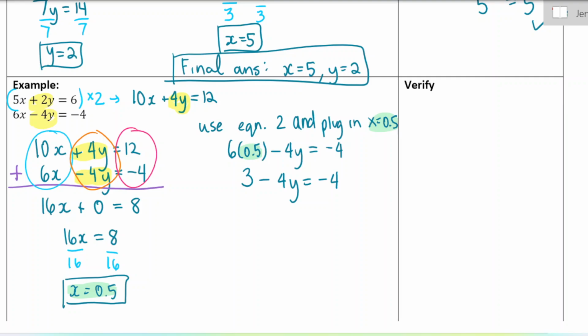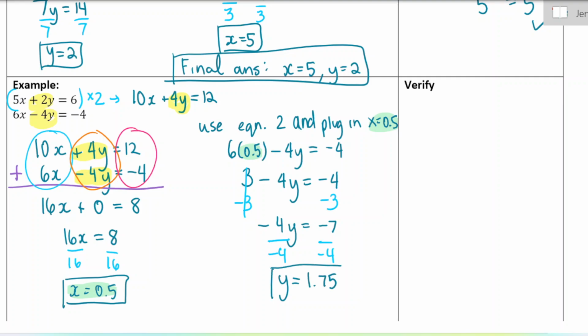So first thing I want to do is get rid of the 3. So it's a positive 3, so I'm going to subtract 3 from both sides. That'll cancel it out. And I'll have negative 4 multiplied with y equals negative 7. And then I'm going to divide by negative 4. So I'm going to have y equals 1.75.